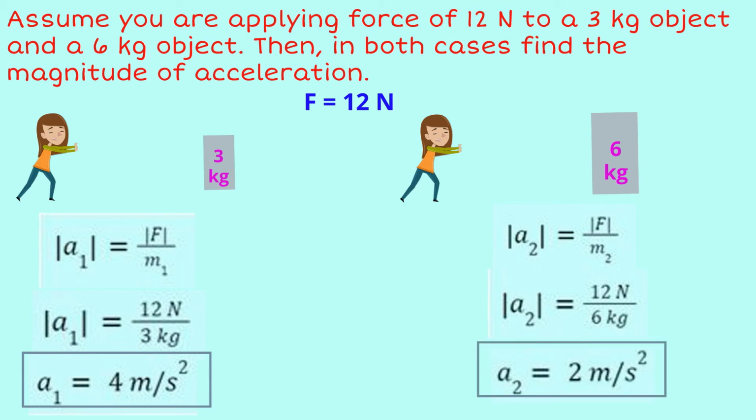Now, despite the same force, both objects have different accelerations. The object of mass 3 kg has higher acceleration than the object of mass 6 kg. This happens because mass and acceleration are inversely proportional. Thus, as mass rises, acceleration decreases.